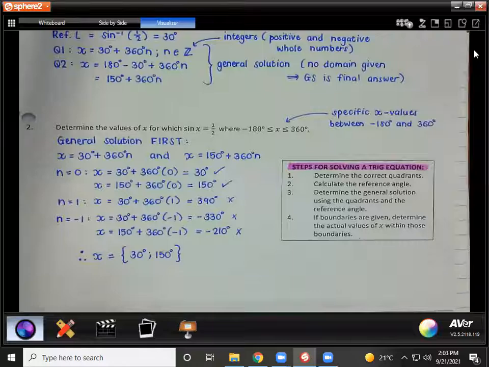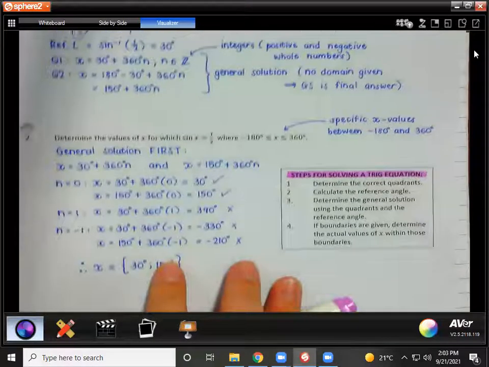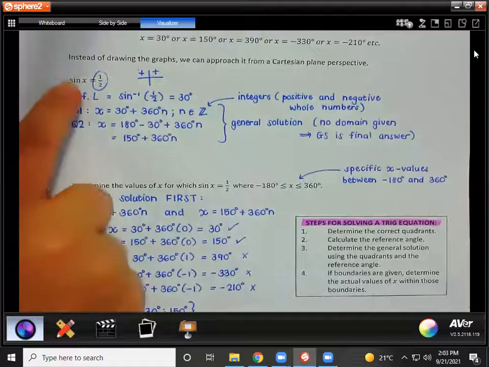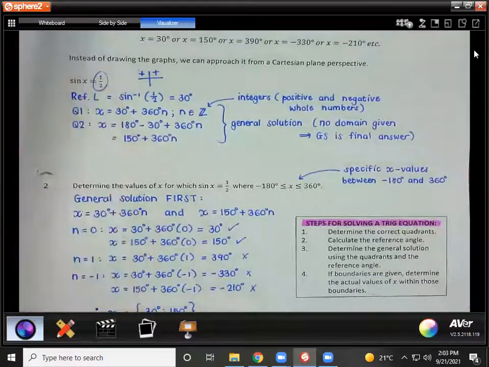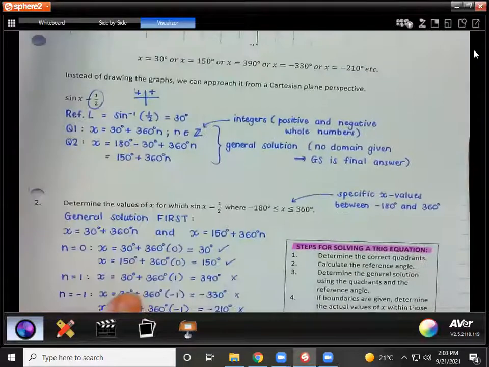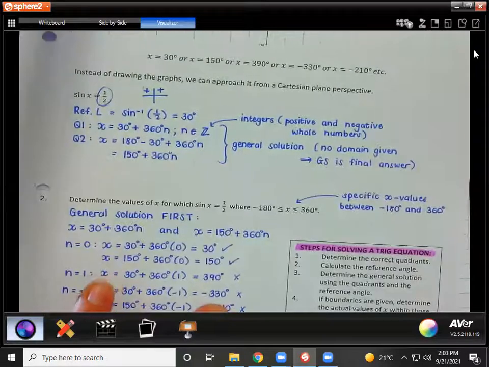So first, you are going to determine the correct quadrants. How did we do that in the first one? We looked at sin must be a positive value. So then we said in which quadrants is sin positive? In quadrants 1 and 2. That's what I mean by determine the correct quadrants.